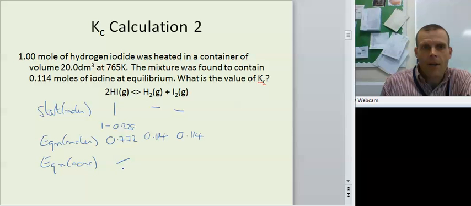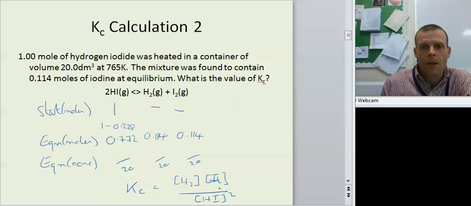I then need to know my equilibrium concentrations. So I'm going to divide each of those by 20, number of moles divided by volume, and then I'm going to put them into my Kc expression, just like I did in the first example. I think it turns out here that the volume doesn't really matter, because it would have cancelled out. Put the numbers in, and then you can solve for Kc. This step here, this kind of logic step, that's the hardest part of questions like this.